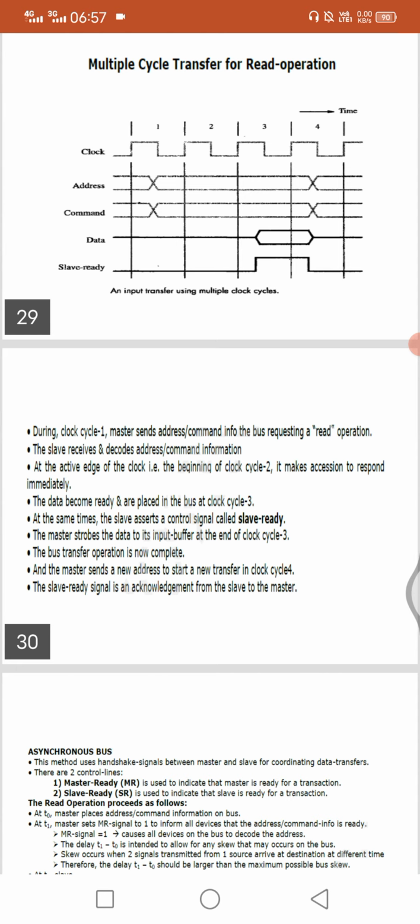At the edge of the clock, that is the beginning of clock cycle 2, it makes a decision to respond immediately, and the data becomes ready or is placed on the bus at clock cycle 3. Why is it clock cycle 1 here? Clock cycle means at every clock cycle one data transfer can take place. Here we need to take more than one clock cycle.